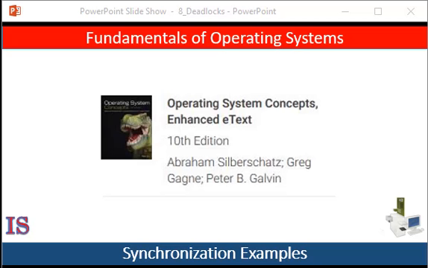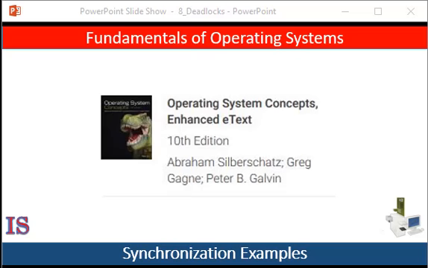Welcome back to our course, Fundamentals of Operating Systems, based on the textbook Operating System Concepts, 10th edition, by Abraham Silberschatz, Greg Gagne, and Peter Galvin. Published by Wiley Publishing. The last two lessons we have been discussing deadlock, and in this lesson we're going to address a few of the methods for handling deadlock.